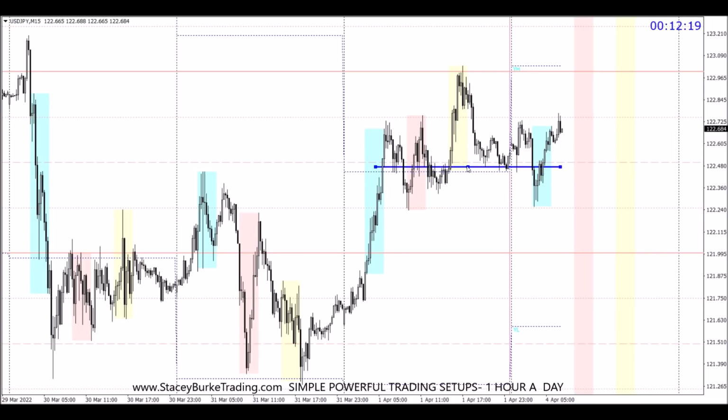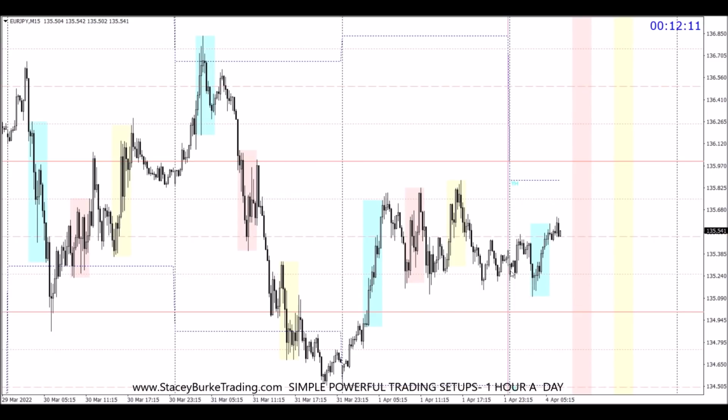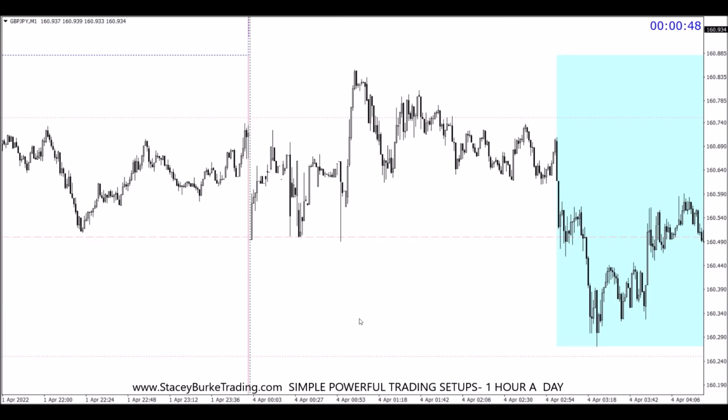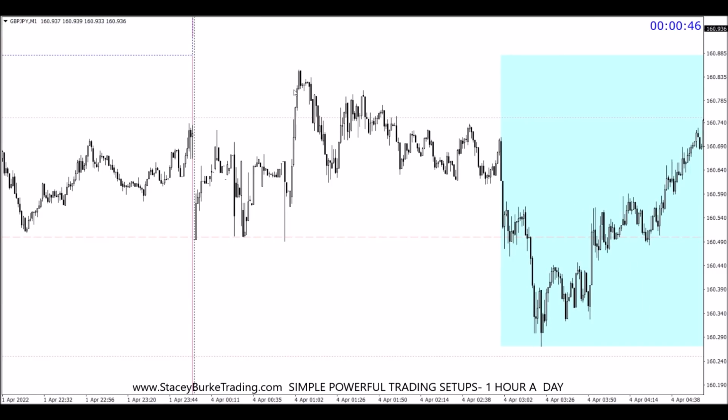the 100 pip box. Now, if we just take a quick glance at these, you'll notice that the yen itself opened between 50 and 75. Euro yen opened between 25 and 50. And the pound yen opened between 50 and 75. So again, pound yen and US yen up near the 3rd level. And again, these are just setups that I look for.